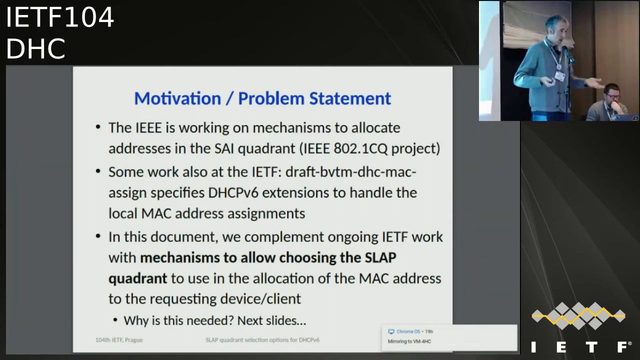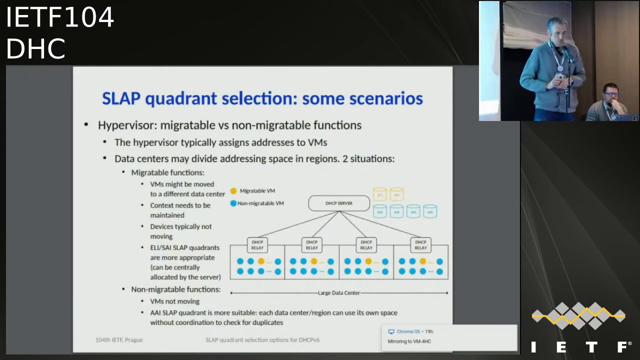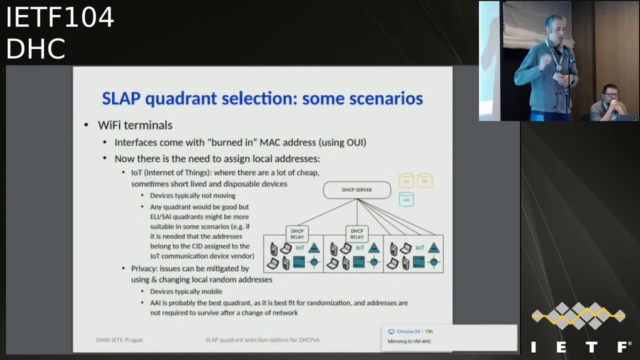Why is this required? Well, this is what I will try to explain and summarize with some use cases in the following slides. Basically, this is the motivation for the need to specify or provide the preference on the quadrant. So we have different scenarios. Actually, let me see. Okay, I pressed the button twice. So different scenarios depending on whether we are providing addresses to a terminal or to a hypervisor, like Bernie defined before. So let's start with the terminal scenario.